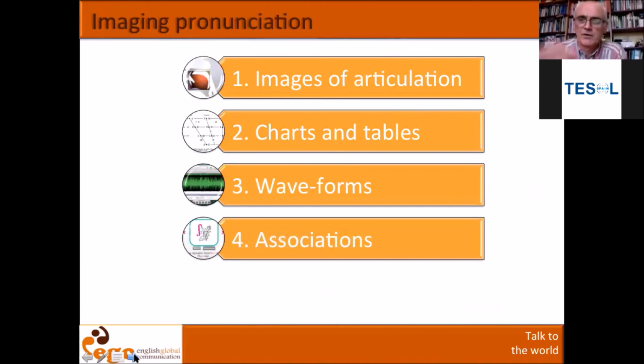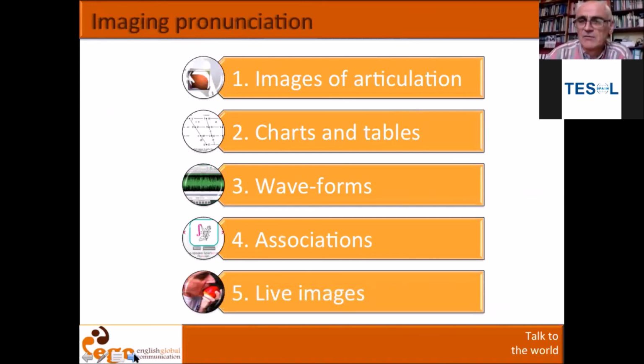But all of those first three are very much to do with left brain and logic and a sort of scientific approach. And the associations and live images we've just looked at now are much more to do with right brain, holistic learning and visualization and multiple intelligences. It's the combination, of course, neither one nor the other.